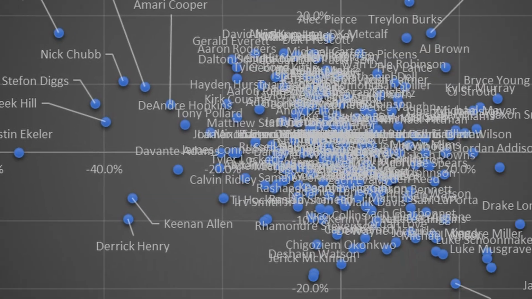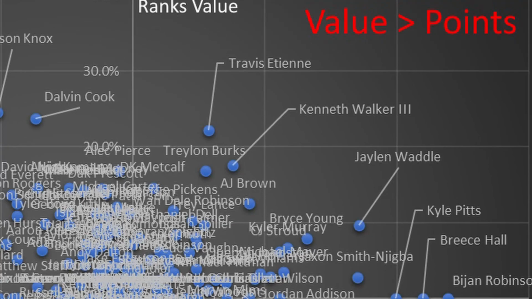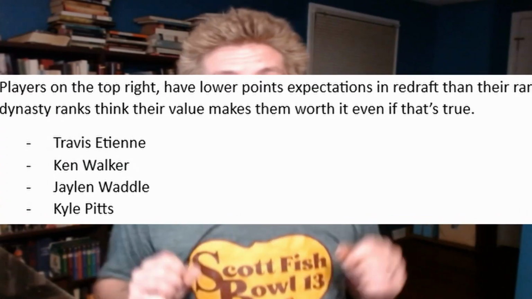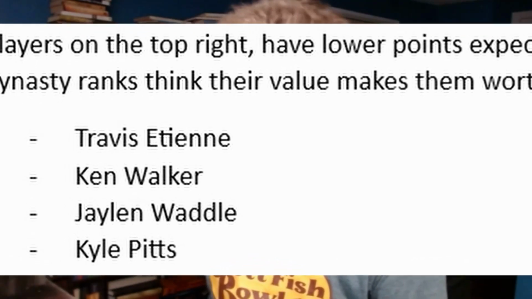The other quadrant, the top right, value is greater than their points. So in other words, even though Dynasty ADP is lower on them compared to redraft, rankers are suggesting we should be more interested in them than Dynasty ADP, because even though they probably won't score as many points as Dynasty ADP is suggesting, because redraft ADP disagrees, and that's probably better at points. It is, on average, better at points. But they are worth it because their value is so solid, given their profiles. Travis Etienne, Ken Walker, Jalen Waddle, and Kyle Pitts.